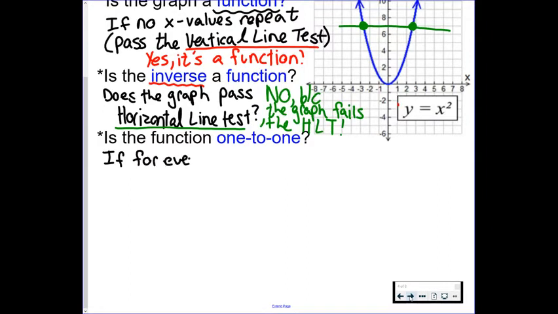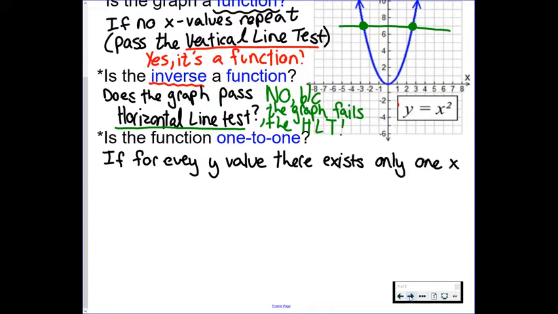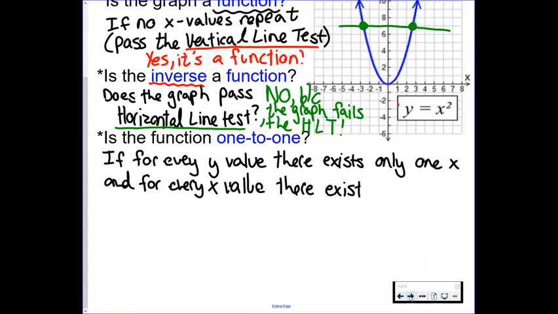So a function is one-to-one if for every y value there exists only one x, and basically vice versa. For every x value, there exists only one y value. That's your definition for the graph to be one-to-one.